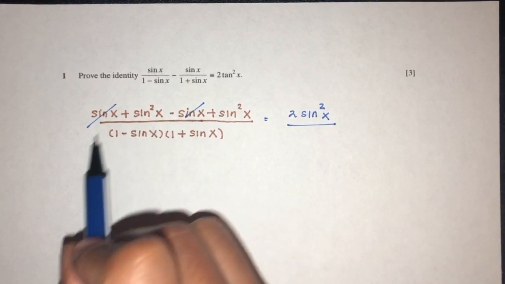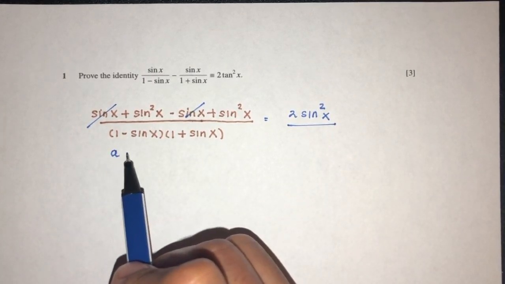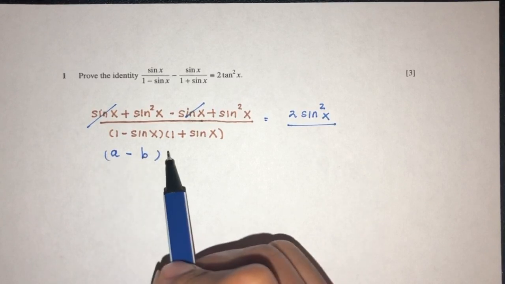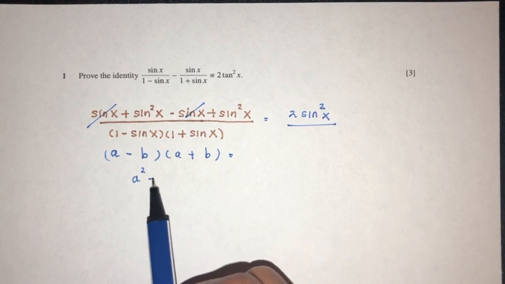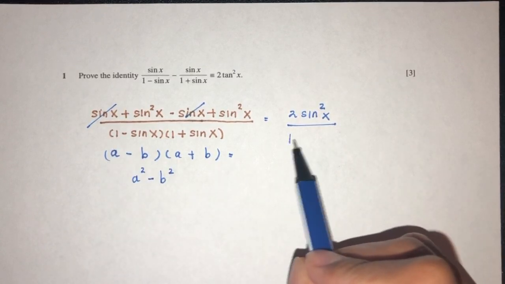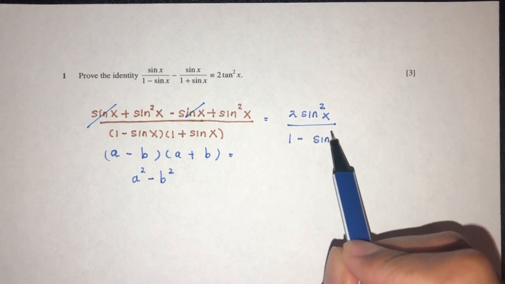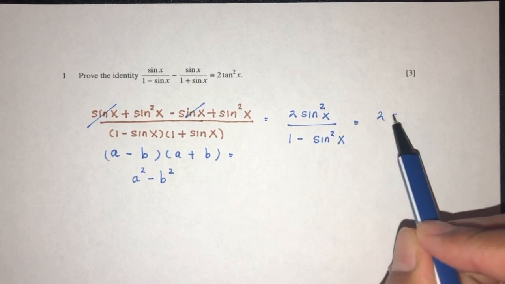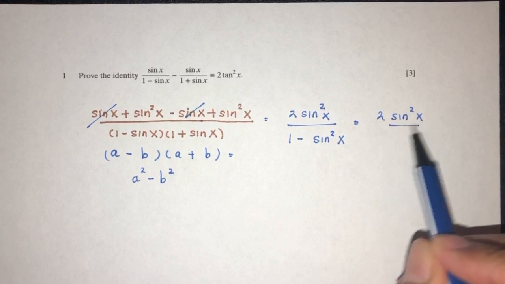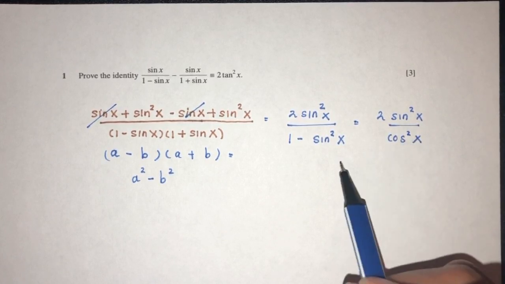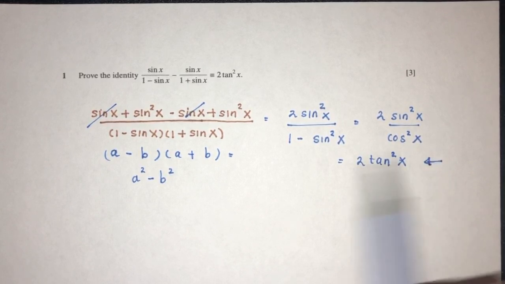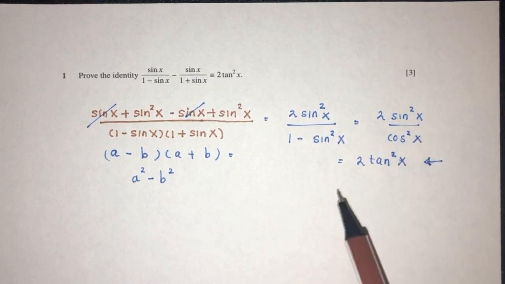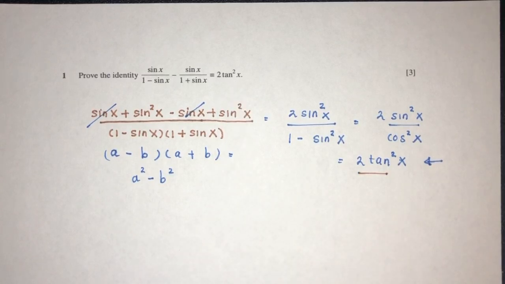And here, as we can see, we have something like a minus b times a plus b. This is going to be a square minus b square. So a square will be 1, minus b square will be sin square x, and that should be 2 sin squared x over the value of cos squared x, and that will be 2 tan squared x. Because we have to know sine over cos is tan, and simplify this become this. This is shown as required.